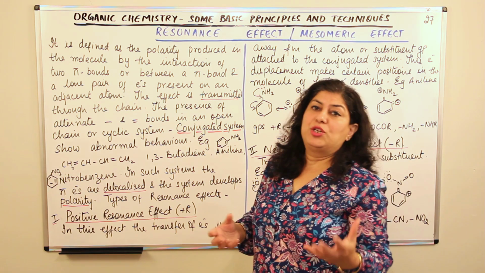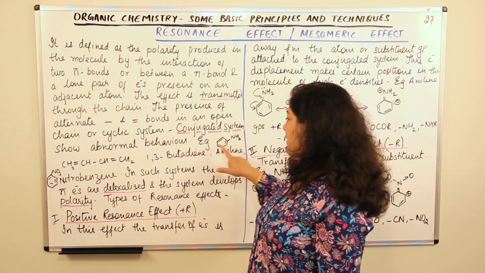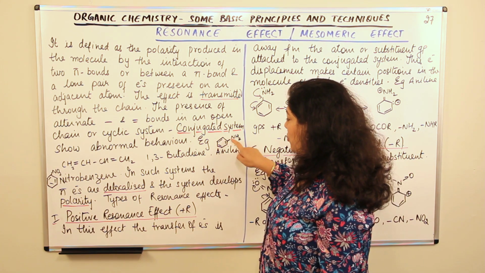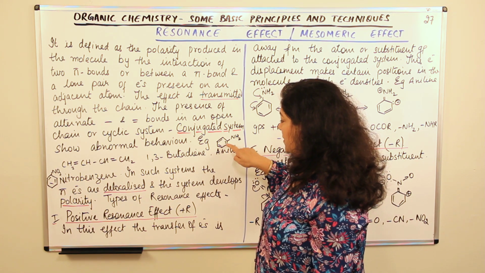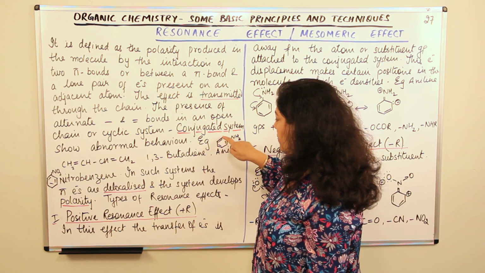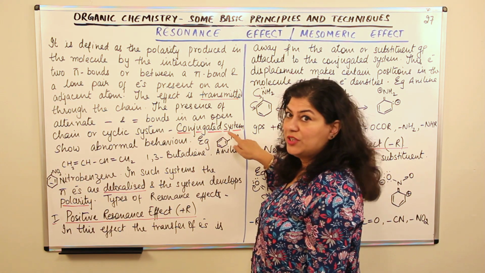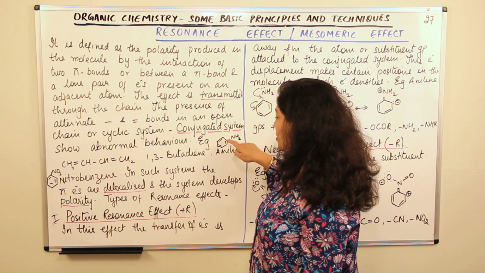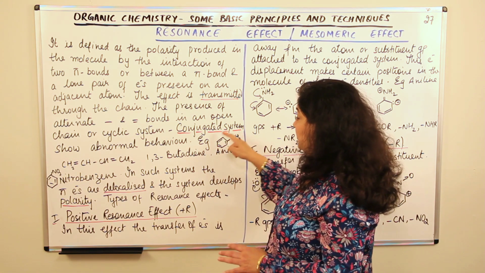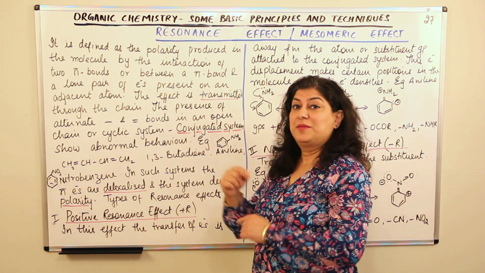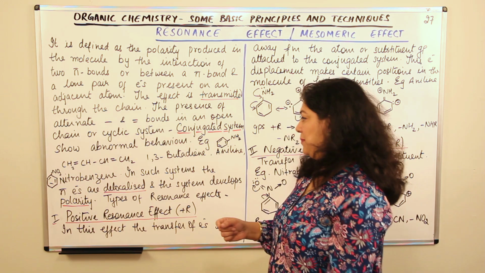Examples of compounds that may show resonance would be aniline. In aniline, take a look, nitrogen has a lone pair of electrons, then there is a single bond, then there's a double bond, single bond, double bond, single bond, double bond, single bond, and then you again have here nitrogen which has the lone pair of electrons, which if it comes here, it becomes a double bond.